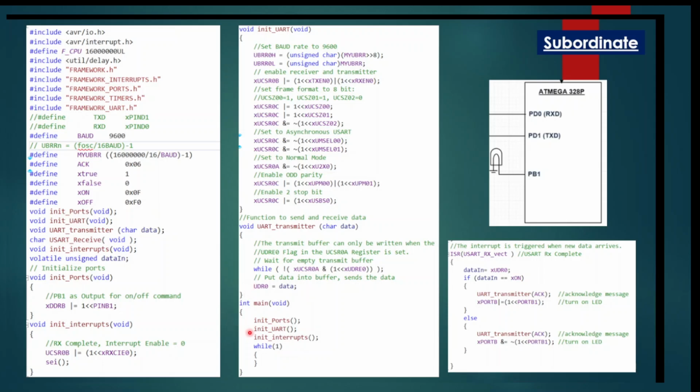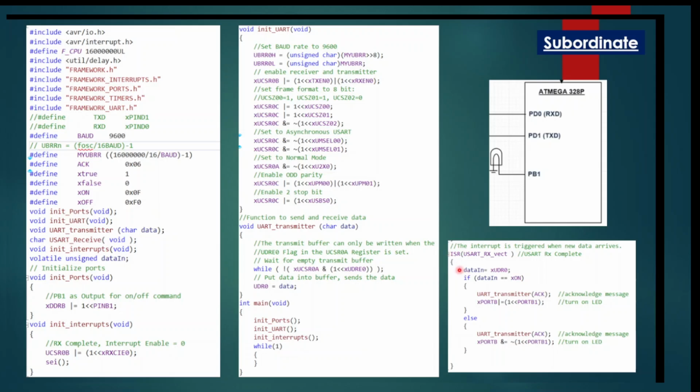Now let's move into the main program. So what the main program does is init the ports, initialize the UART, initialize the interrupt, and that's all the main program is doing. Next we have our interrupt service routine. Now this routine is going to be triggered every time the receiving buffer is full.